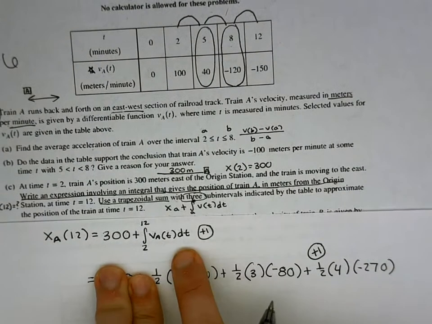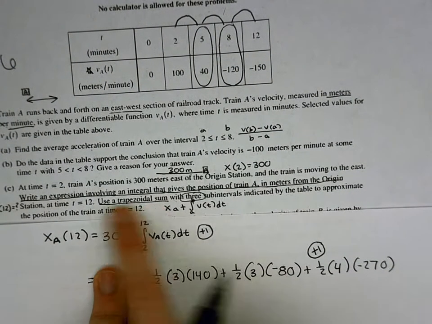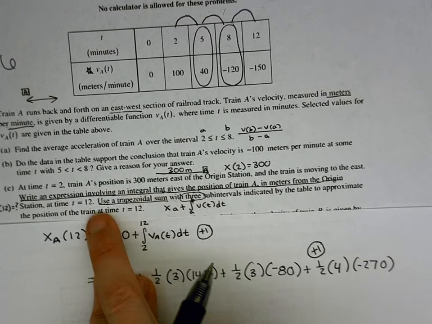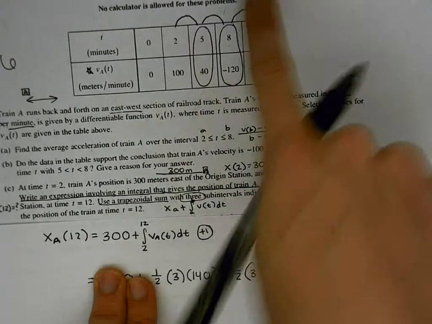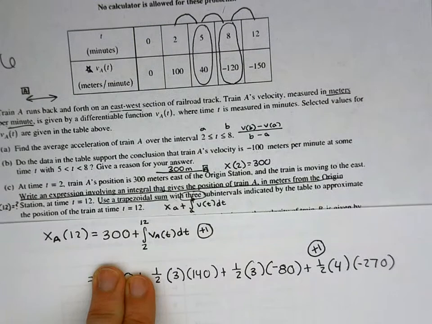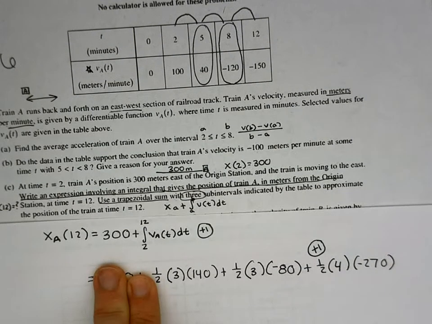Even if you hadn't been able to figure this out, right, you might have just looked at it and gone, okay, use a trapezoidal sum, 2 and 12. Okay, I'll use a trapezoidal sum, 2 to 12, right? Like that might have been how you landed on that trapezoidal sum piece.